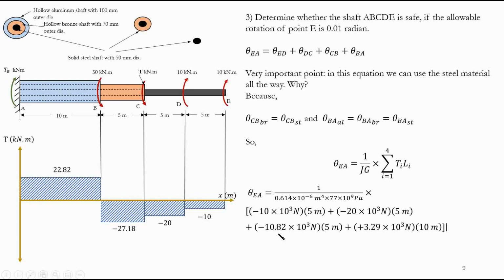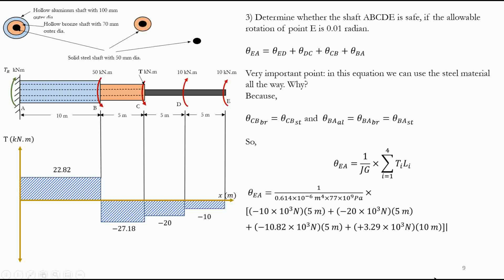So negative 10.82, because we're dealing with the steel in this case. We just chose to write the steel portion here, times 5 meters, the length. And for this one, we have to take the steel portion for AB as well, because that's what we decided to do. So 10 meters is the length, and this is 3.29 times 10 to the power 3. Positive 3.29 was the torque taken by steel in portion AB. And basically that's it. There's a Newton meter, of course.